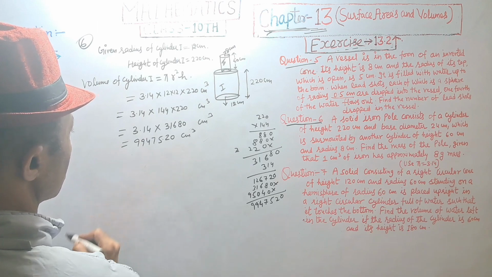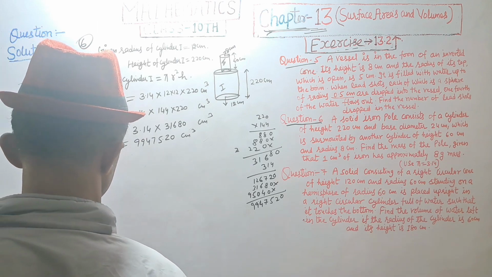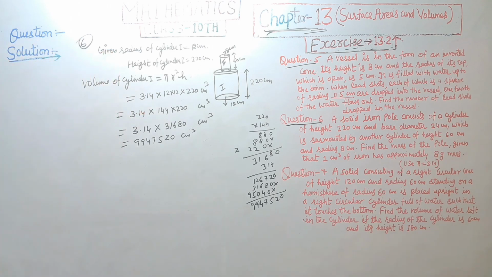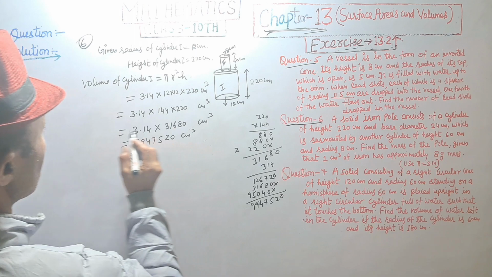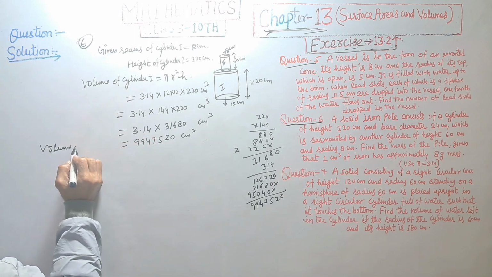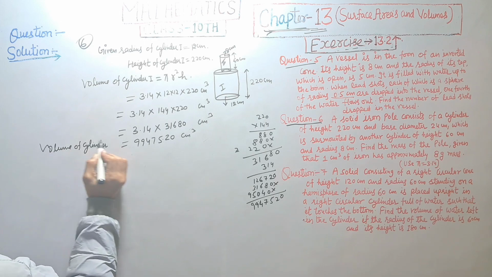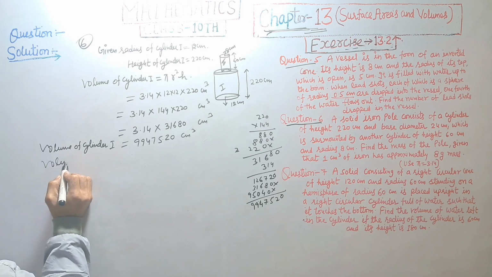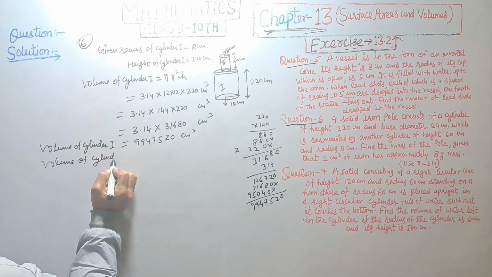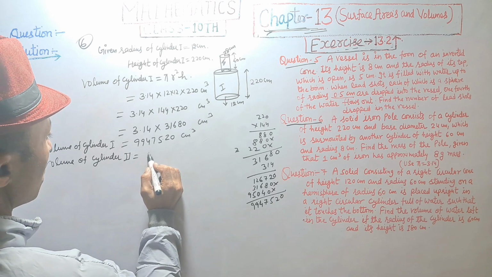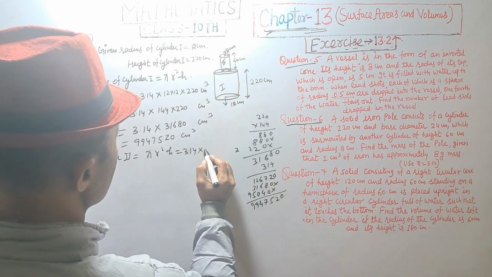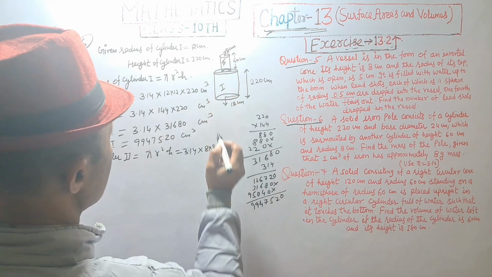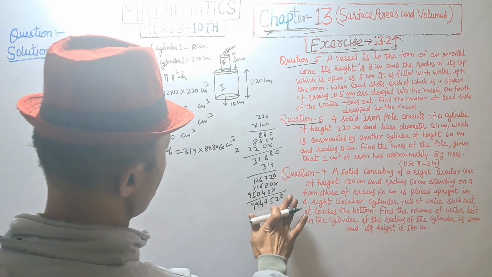Point is here. Volume of cylinder 1 and volume of cylinder second, that is equal to pi r square h, 3.14 into radius is 8 into height is 60 centimeter cube.